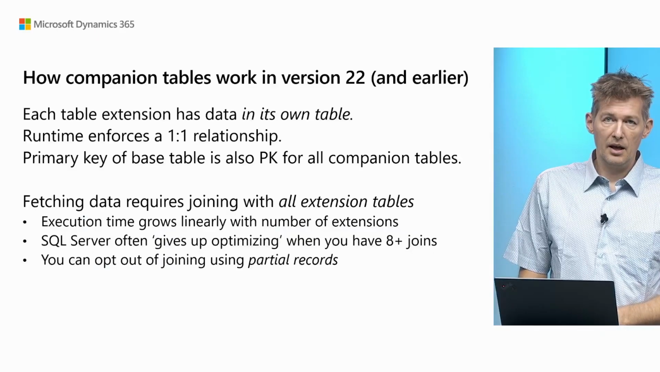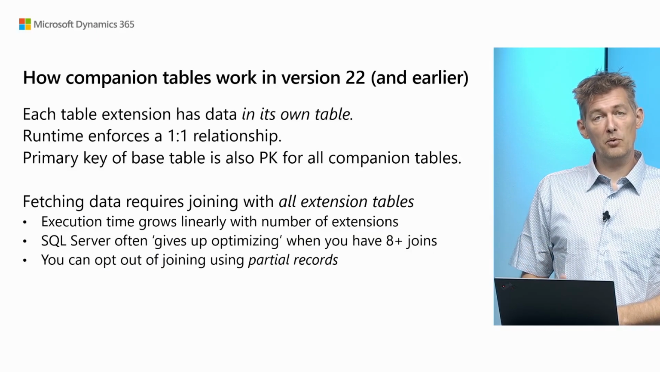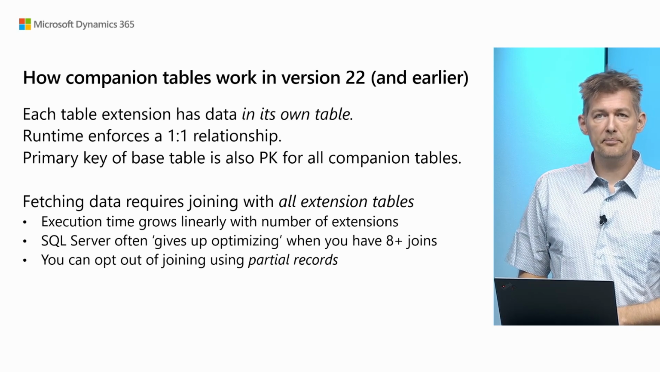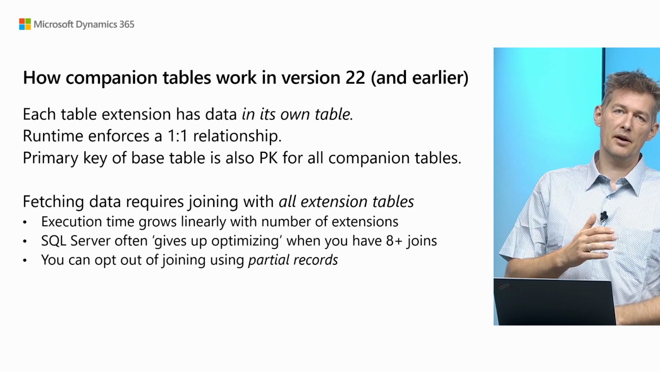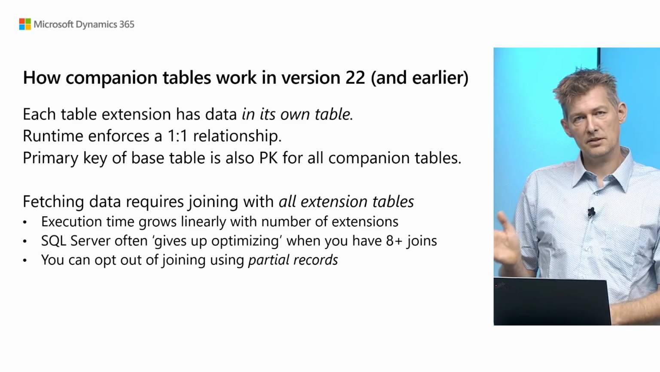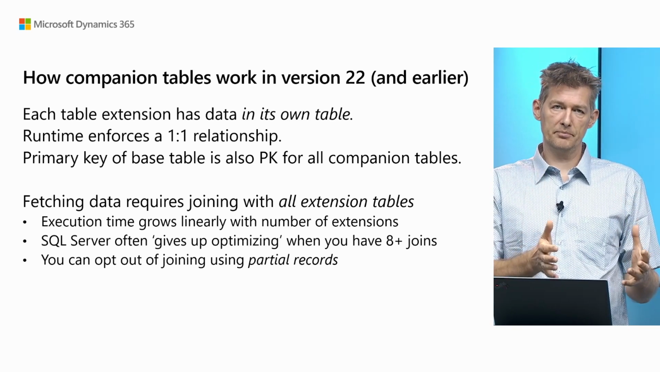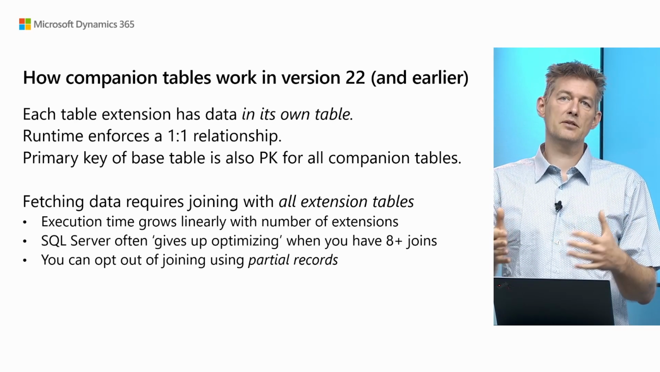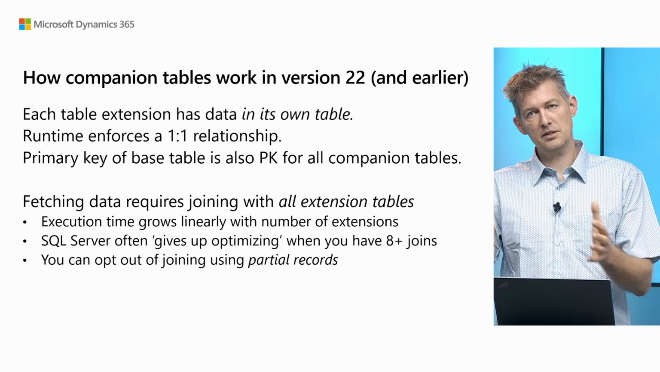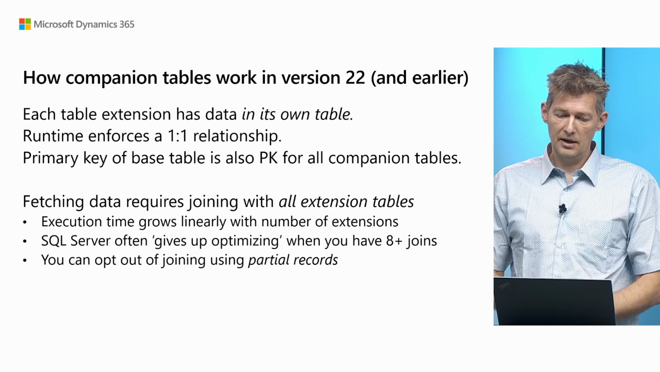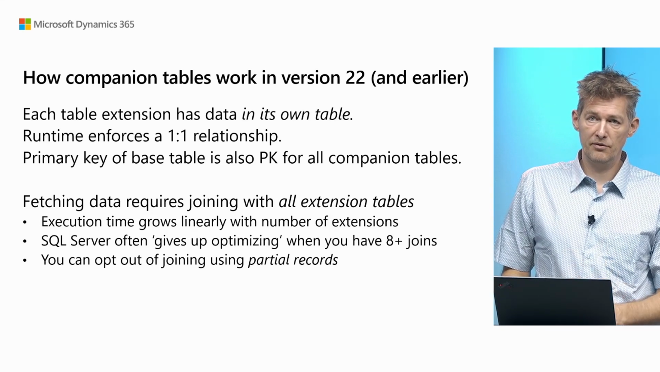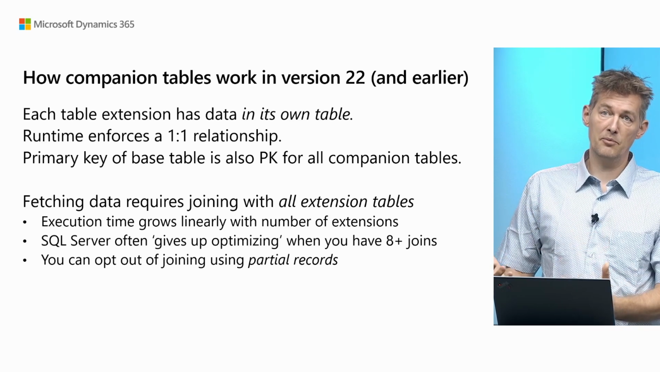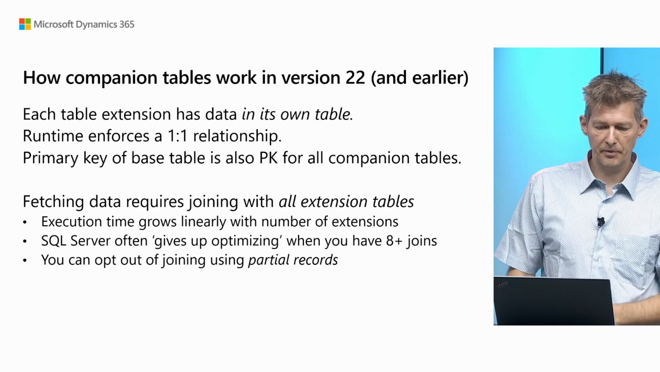Let's talk a little bit about companion tables prior to this release. The way the data model where we store table extension data has always been that we store each table extension in its own table. And then at runtime, we enforce a one-to-one relationship between the base table and each extension table. The primary key for the base is also the primary key for all companion tables. That's the name we call these physical tables.